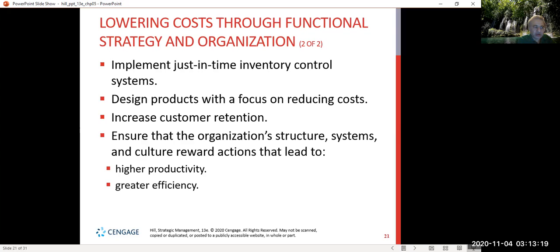And ensure that organization structure, system and culture reward actions that lead to higher productivity and greater efficiency. तो कंपनी के ऐसे स्ट्रक्चर हो, कंट्रोल हो, इंसेंटिव सिस्टम हो, कल्चर हो जो कि एम्फसाइज करे ऐसे एक्शंस को और ऐसे बिहेवियर को which are consistent to higher productivity and greater efficiency.